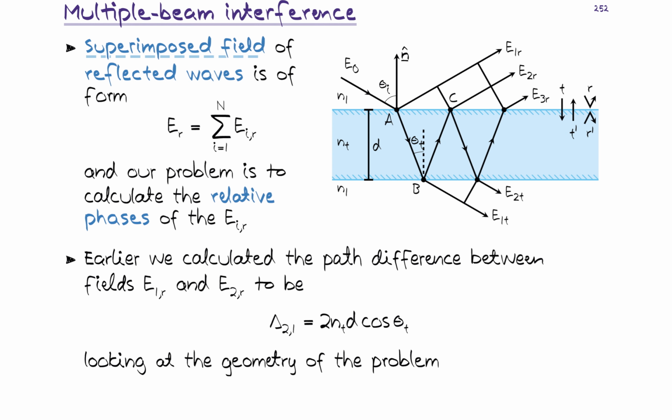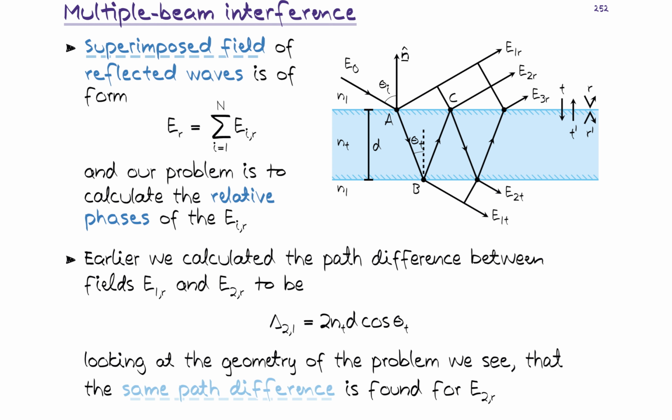And looking at the geometry of the problem, and this is always the beauty of physics, that we draw a good figure, and then we can learn all we need to learn by just looking at the figure. So we also now see that the same path difference also takes place for the E2R and the E3R fields. Essentially, we have already calculated the scenario where we had a reflection, and then the ray of light was transmitted, reflected, and transmitted again, and then we were calculating the phase difference of these 2 different rays in this plane here.